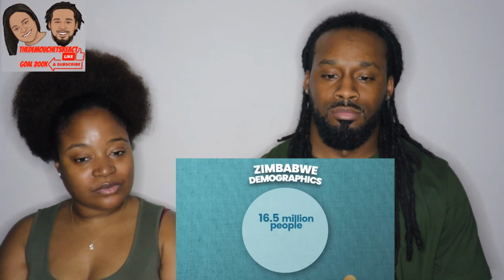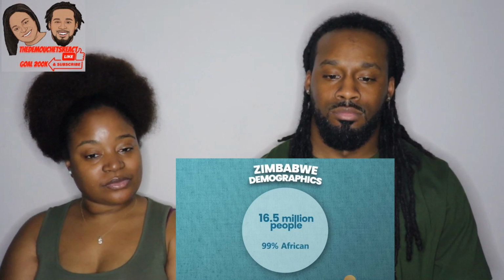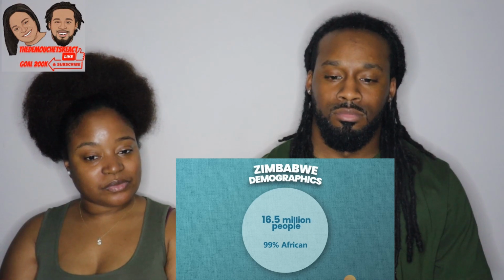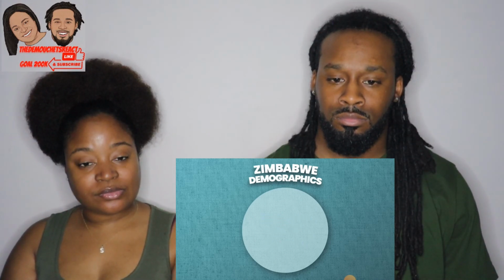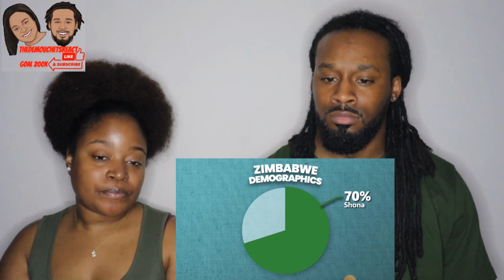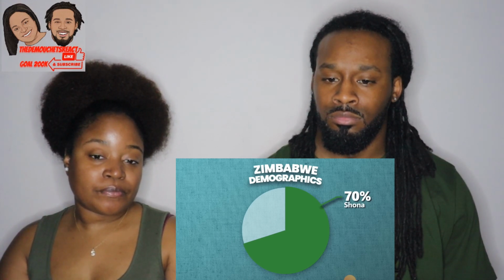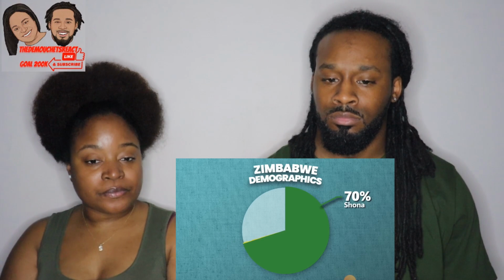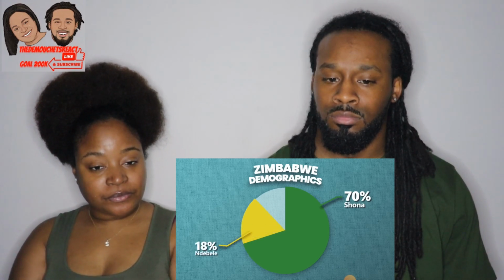First of all, the country has about 16.5 million people today and is about 99% African in origin. Now, I've heard conflicting numbers on the percentages in my research and asking locals, but from what I've gathered, it seems like the largest ethnic group that dominates the country is the Shona at somewhere over 70% of the country, whereas the second largest group, the Ndebele, make up about, say, 18% or so.